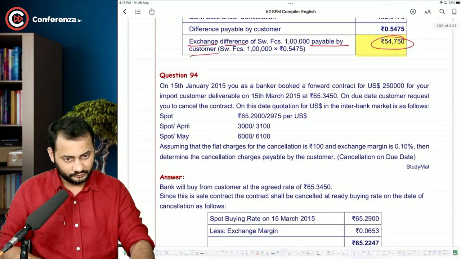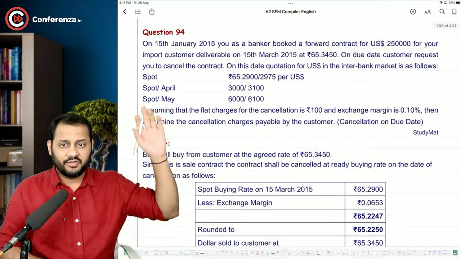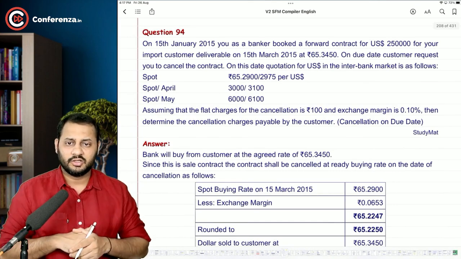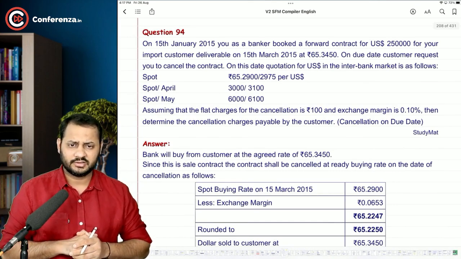Okay, come to this point. See, on 15th January 2015, this is cancellation on due date. Okay.